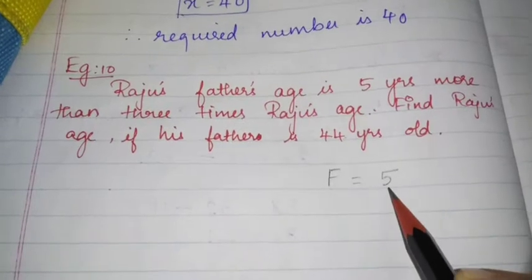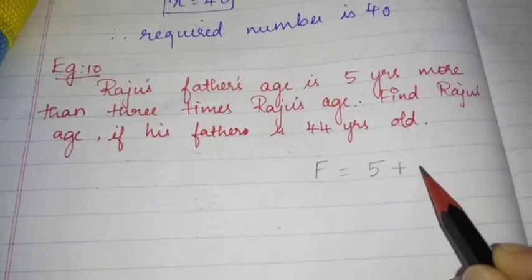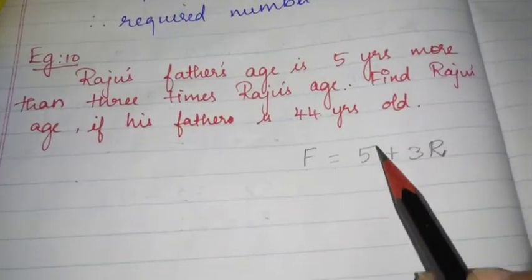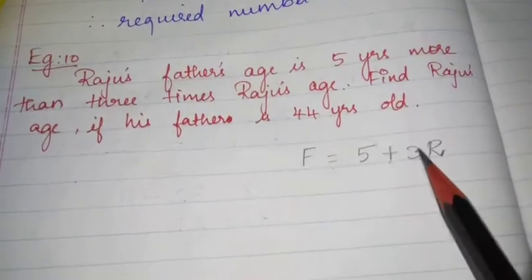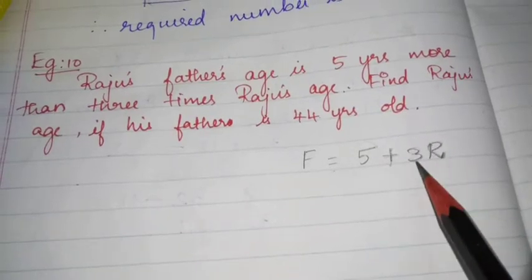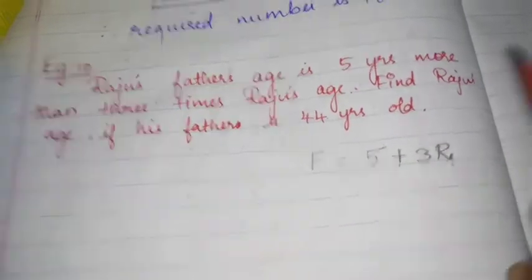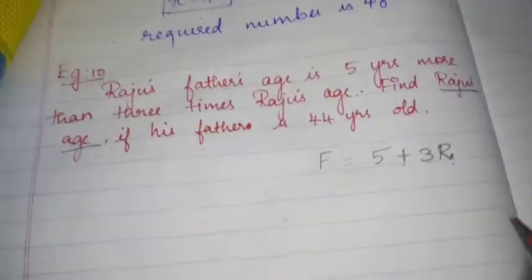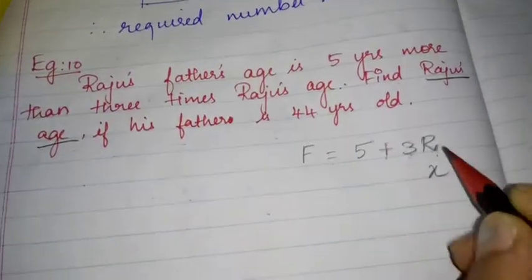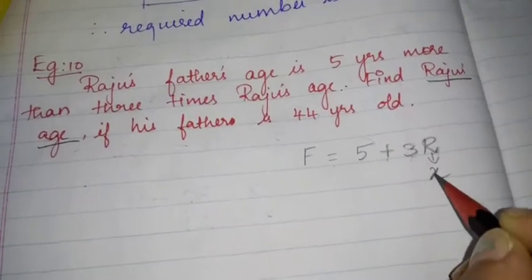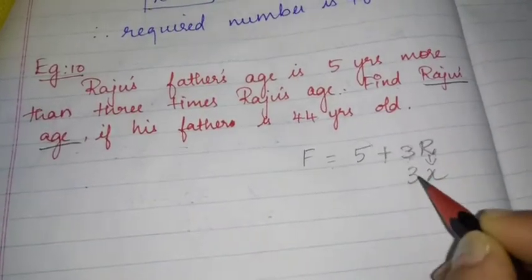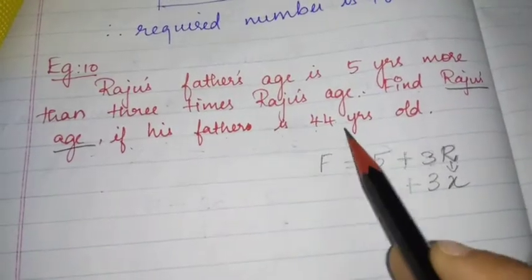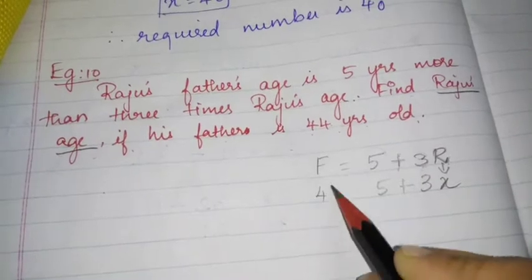Father's age is 5 years more than 3 times Raju's age. 3 times means multiplication. Find Raju's age. So I don't know what Raju's age is. So I am taking Raju's age as x. This is Raju's age, right? So I am going to take Raju's age as x. So 3x plus 5, if his father is 44 years old.